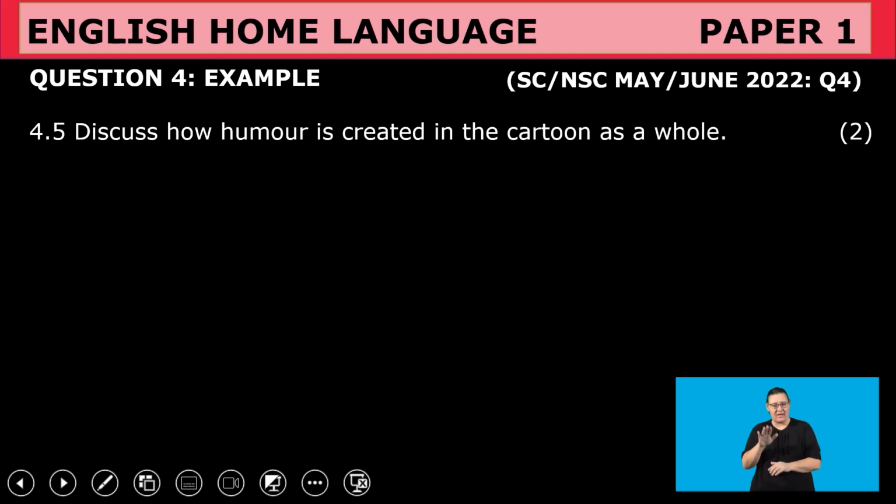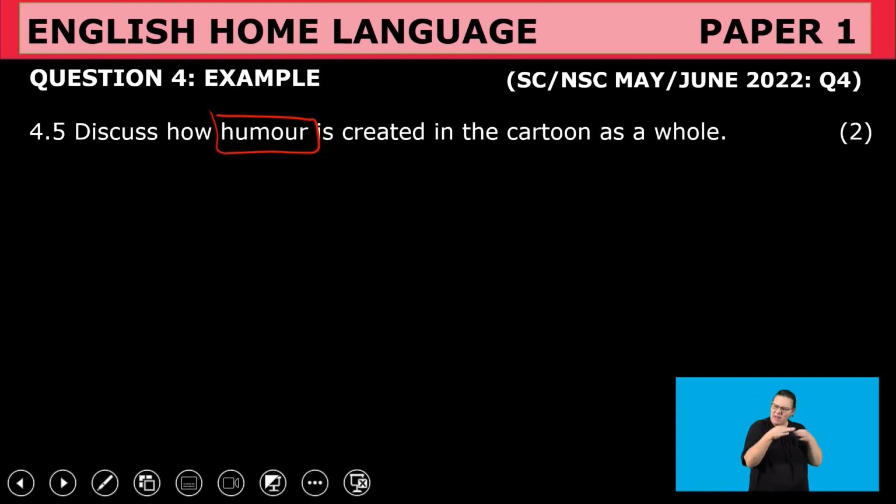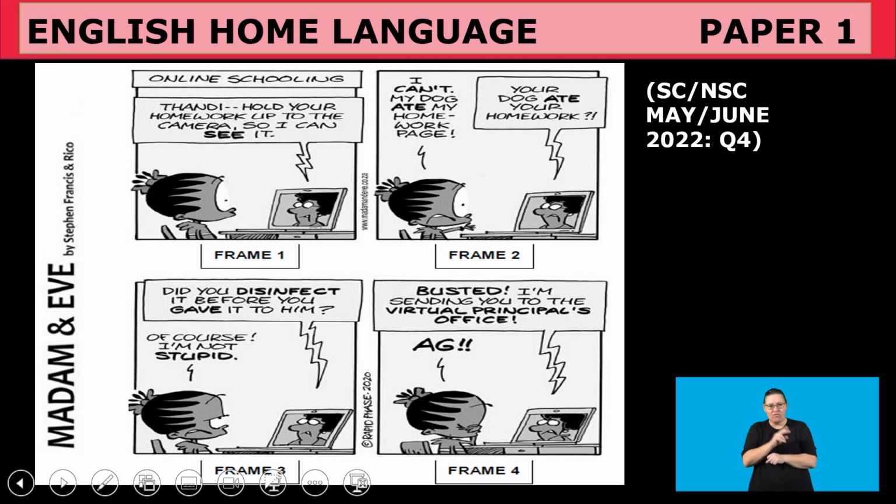4.5 is very similar to this. Discuss how humor is created. So give a detailed analysis of the humor in the cartoon. I always imagine that you tell a joke to a friend and they don't understand the joke and you have to explain why it's funny. The same technique applies here. You look at the whole cartoon and see the expected elements and then explain where the humor is.